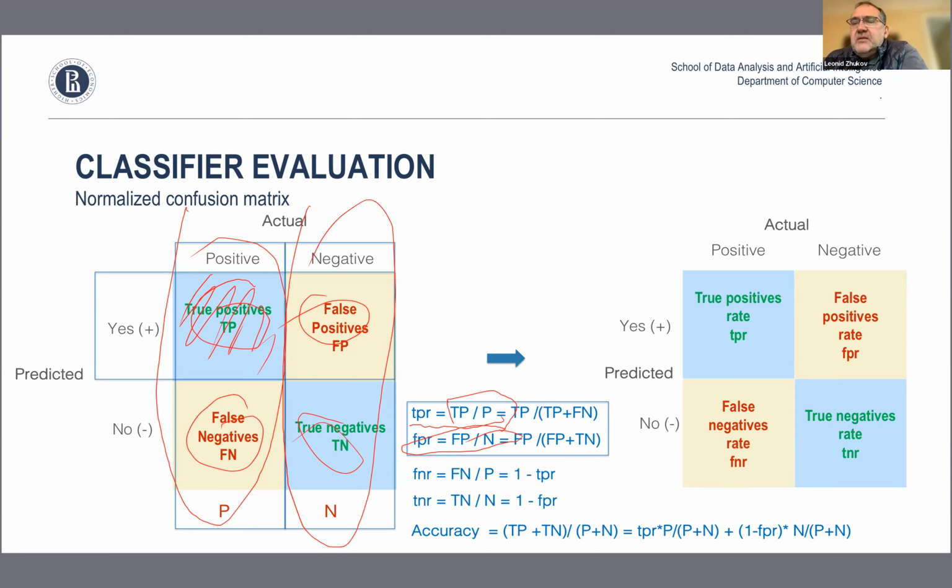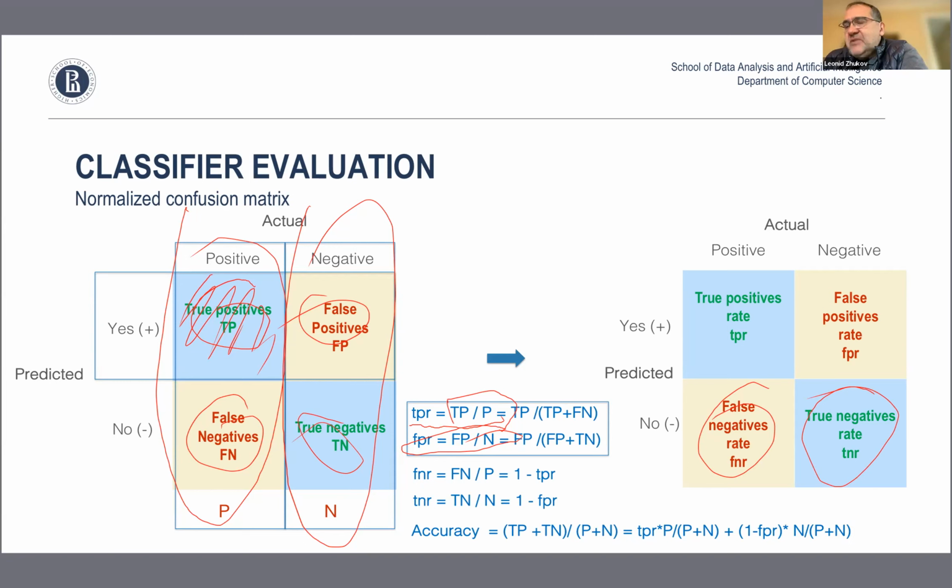Since we do this, now we make it relative, and using those two numbers, TPR and FPR, we can calculate both this and that if we need to.